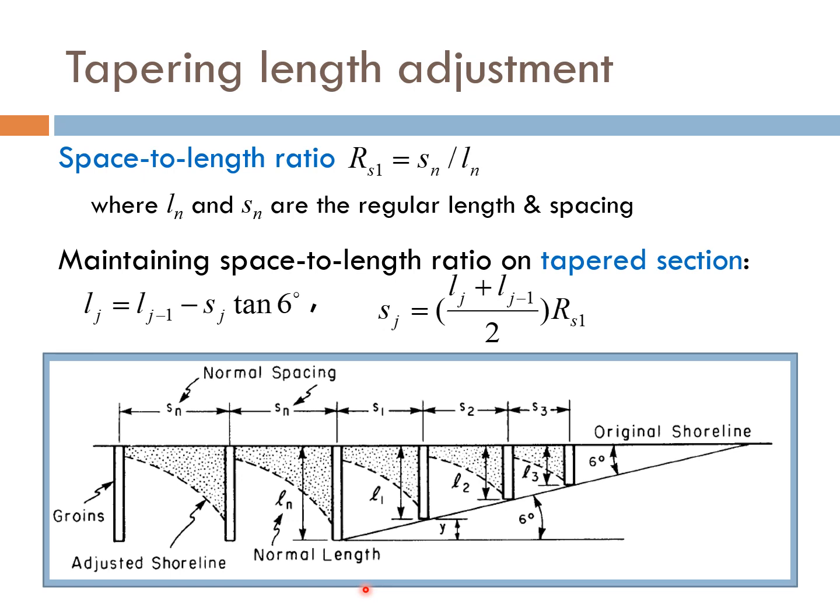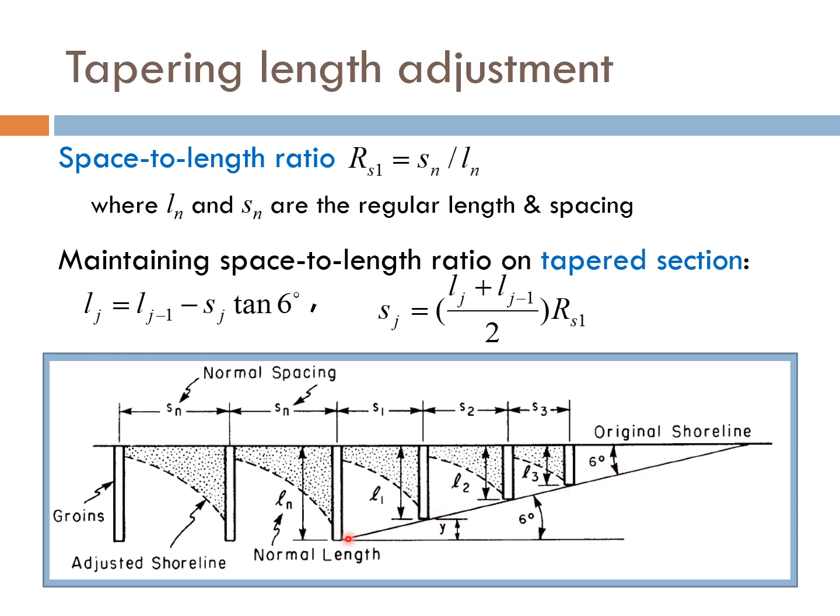At the end of the groin field, we have this tapered section whereby the length of the groin is reduced from Ln to L1 to L2 to L3, and the spacing of the groin also is reduced to S1 to S2 to S3, while maintaining the same space to length ratio of R, which means that S1 over L1 is still equal to R, S2 over L2 is also still equal to R, etc. The tapering is done at an angle of 6 degrees.